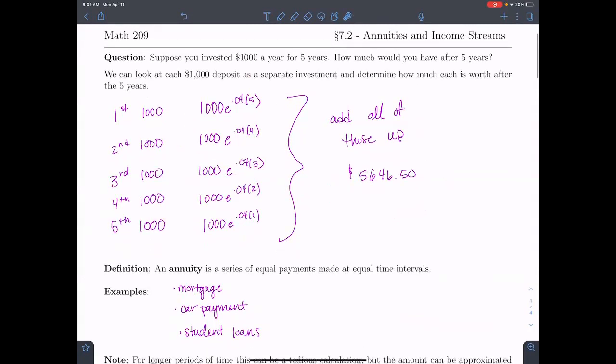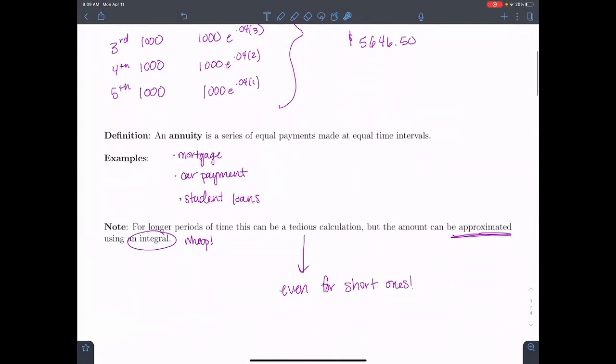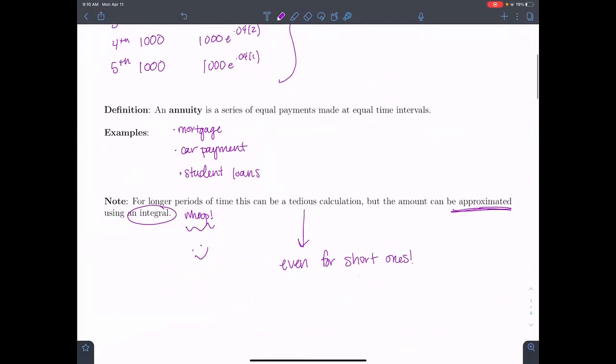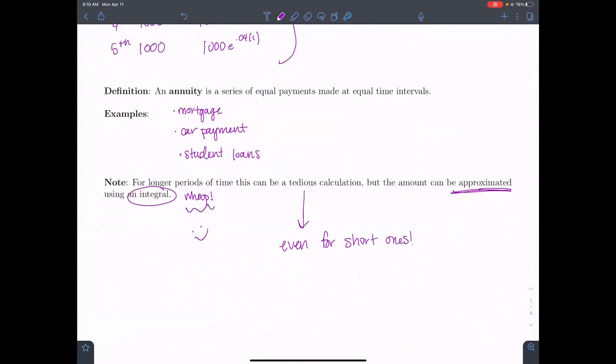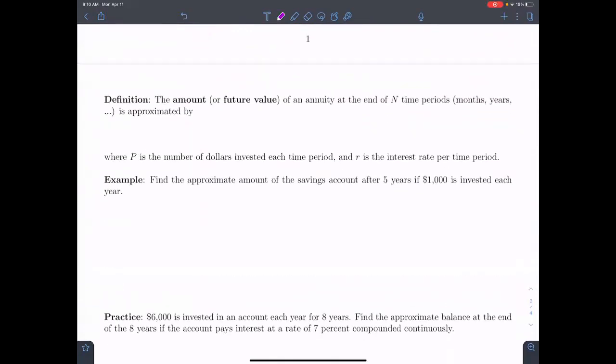So that's what an annuity is. It's a series of equal payments made at equal time intervals. I wrote all this down and didn't show you the calculations, but this is tedious. For longer periods of time, say 20 years, this can be approximated with an integral. It is an approximation, which is good. Calculus is fun. This is tedious even for short time periods, so we would like to approximate this with that integral. Let me give you the formula.